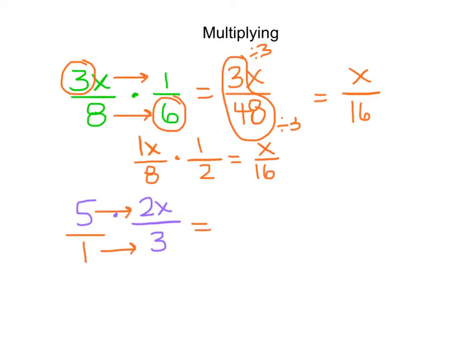5 times 2x makes 10x. 1 times 3 makes 3. And I can't reduce that. I'm not going to go to a decimal. I'm not going to go to a mixed number. So that would be the answer for the multiplication problem.